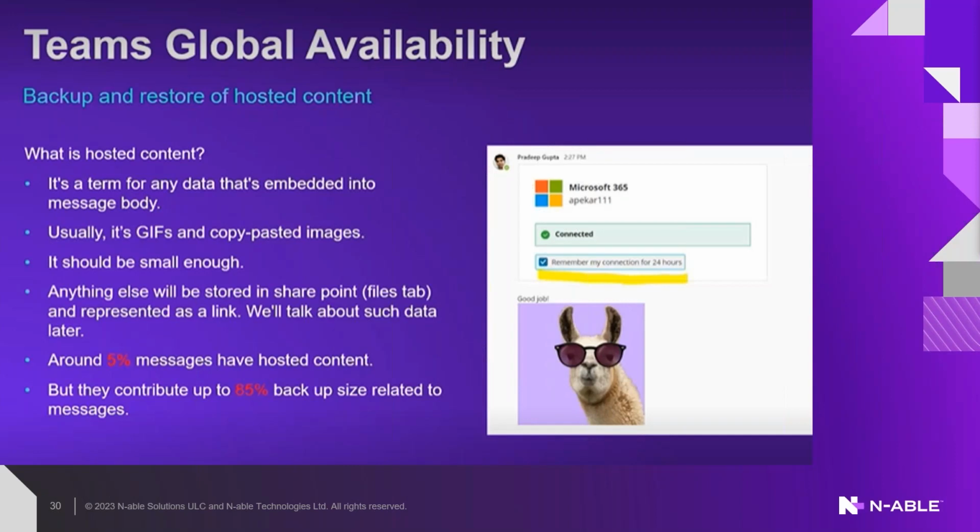Usually it's a GIF or a copy and pasted image. It should be fairly small. However, even though those are fairly small, they do make up about 85% of the backup size inside of a given message. So text is cheap, text is small, images, even if they are small, are still much larger, and they only dedupe and or compress so much, right?